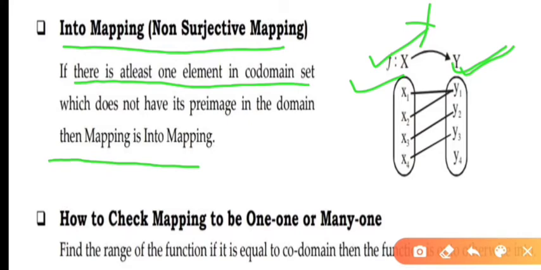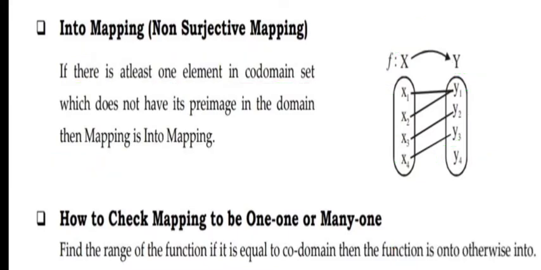Let's see here. y1 has pre-images x1 and x2. y2 has pre-image x3. y3 has pre-image x4. But y4 doesn't have any pre-image. Therefore, this kind of mapping we call into mapping. Got it? There should be no pre-image in the domain set.